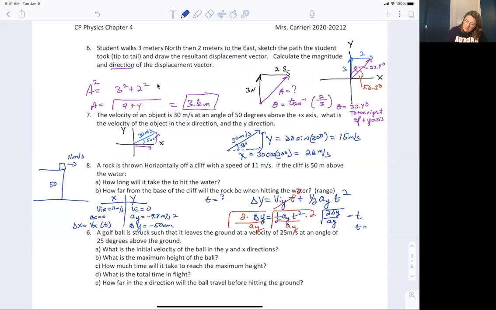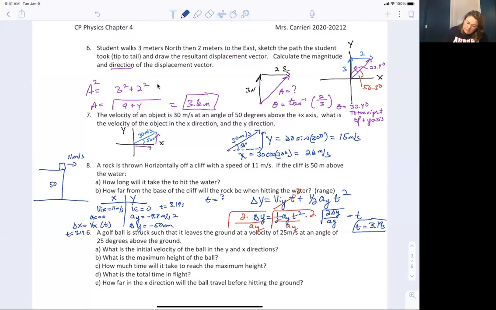2 times negative 50 divided by negative 9.8. Negatives cancel, take the square root of all that, and I get 3.19 seconds. So that's how much time it takes for it to hit the water. Now I can come back over here and put time in both the X and the Y, because time doesn't have a dimension or direction. It goes to both sides, right? 3.19.